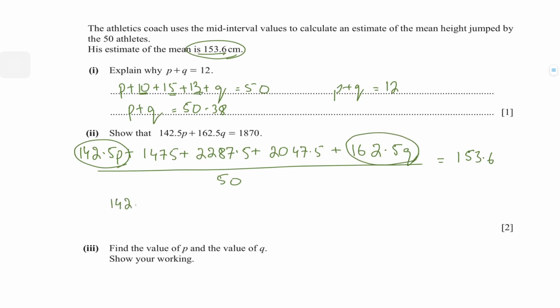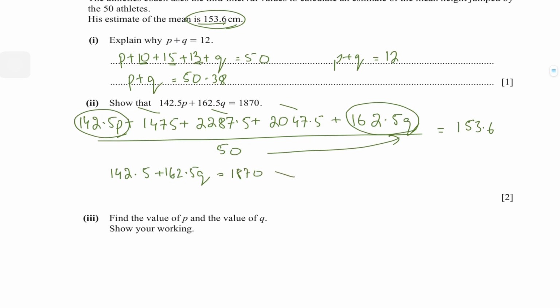Okay, so I'm going to leave this here, 142.5p and 162.5q. Since I can't add them up, I'm going to multiply 50 by 153.6. So 153.6 multiplied by 50 is equal to 7,680. And from it, I'm going to subtract this value and this value. So minus 1475 minus 2287.5 minus 2047.5. So that's equal to 1870, and we get 2 marks for doing this.